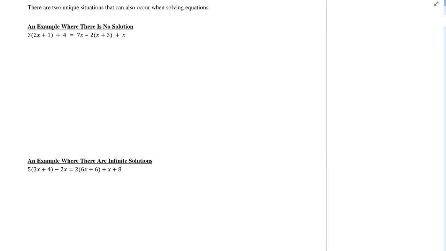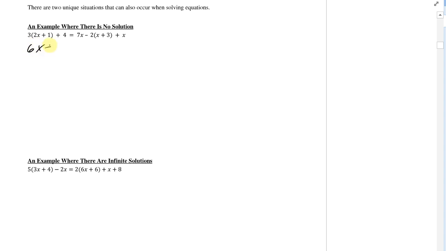Hey guys, so in this part of 3.1, now we're going to talk about two unique situations that occur when solving equations. So what I want you to do here is try to solve these two equations, and all I'm going to tell you is that something weird will happen. So I want you to work these out until you get to that point where something seems a little off, and then hit play.